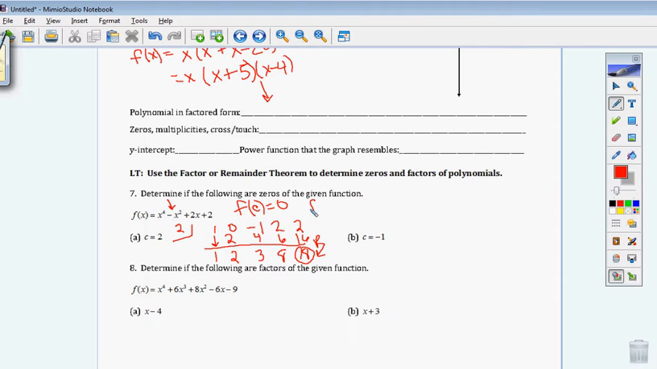Again, if we did f of 2, I'll save you the work. Maybe you already did that, but you will get 18 for that. If you don't get 0, what that means is this is not a 0. Okay, that's not a 0.